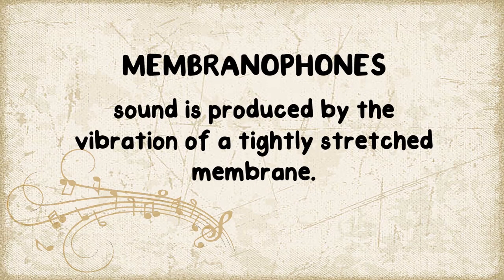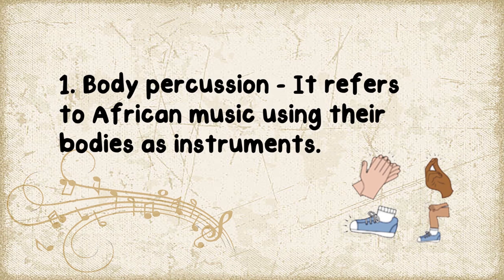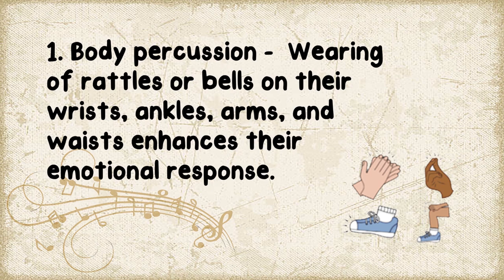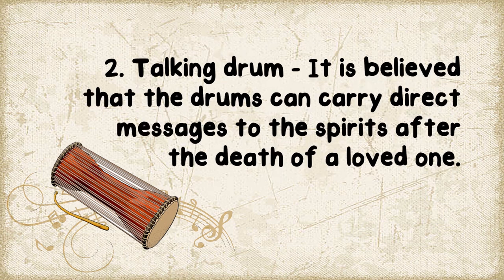The membranophone sound is produced by the vibration of a tightly stretched membrane. The examples of this are body percussion, talking drum, and djembe. Body percussion. It refers to African music using their bodies as instruments. Their body can be used to produce sound by clapping their hands, slapping their thighs, pounding their upper arms or chests, or shuffling their feet. Wearing of rattles or bells on their wrists, ankles, arms, and waists enhances their emotional response. Talking drum. It is used to send messages to announce births, deaths, marriages, sporting events, dances, initiations, or war. It is believed that the drums can carry direct messages to the spirits after the death of a loved one.